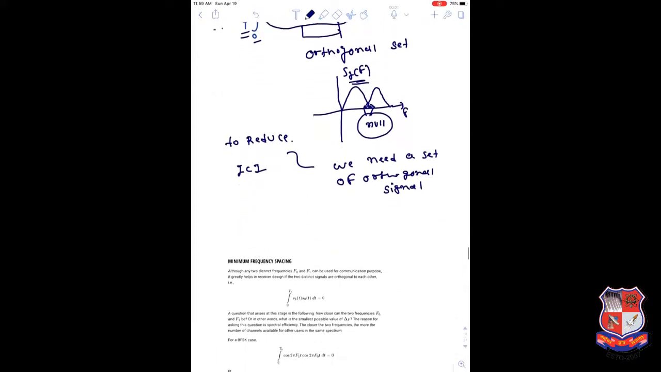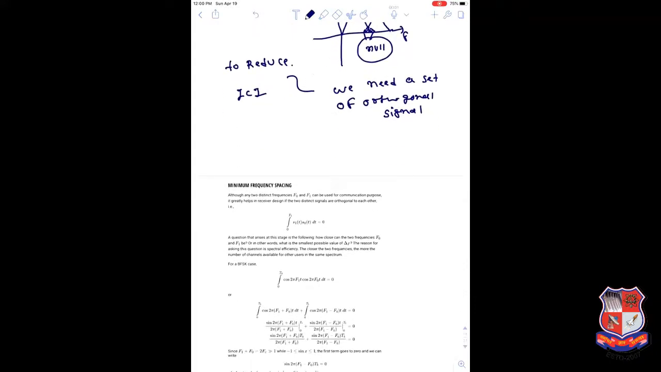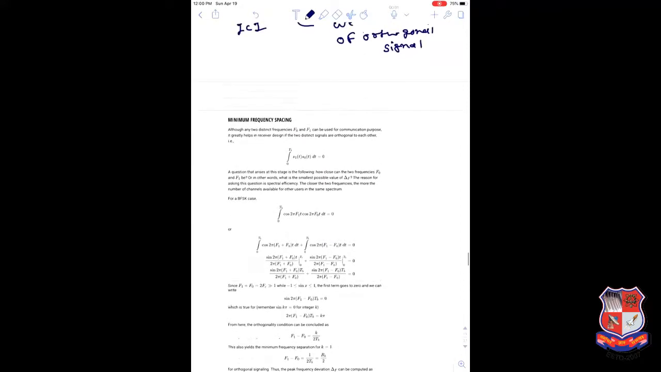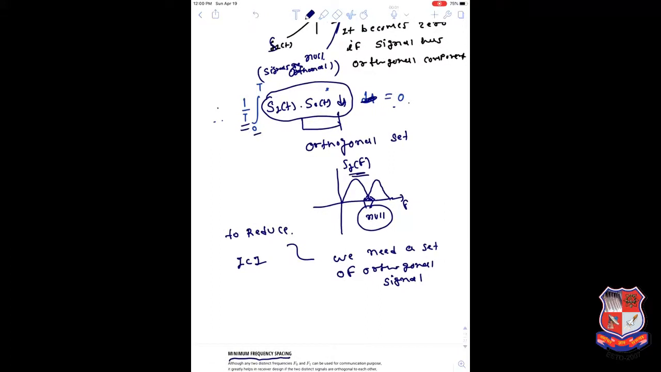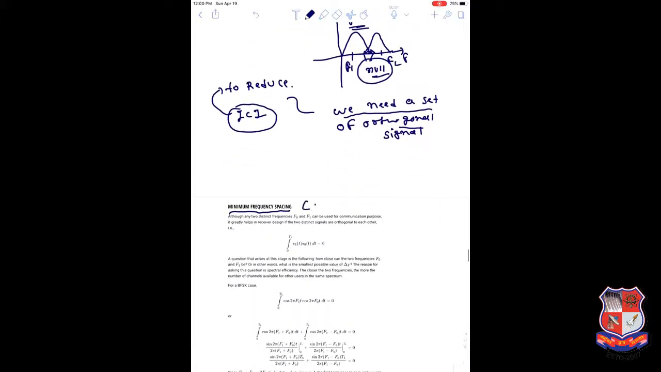So looking at this, I would like to refer to this document. I will quickly go through this document because of time constraints, but I will provide this document in our class notes, so you can take a look. Let's find the minimum frequency spacing in MSK so that the two signals are orthogonal to each other. If the signals are orthogonal, at the overlapping we get the null outcome, and the effect of intercarrier interference can be highly reduced. This is the goal. So first we need to find, if we choose two carriers F1 and F2, what is the minimum frequency spacing between F1 and F2?